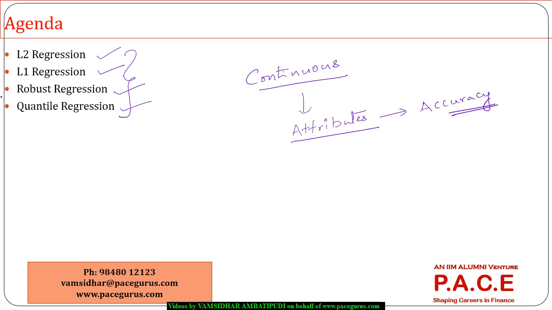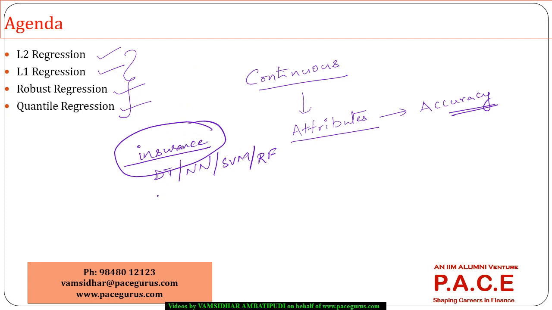So the data set that we are considering for this purpose is the insurance data set, which we have used for various applications earlier as well. Even in decision trees, we have used it. Neural networks, we have used it. Support vector machines, we have used. Random forests, we have used. So wherever we had an opportunity to look at a response variable which is a scale variable or a numerical variable, we have used this data set.